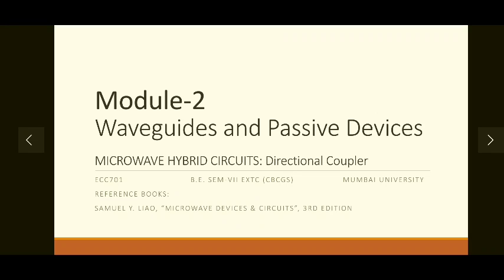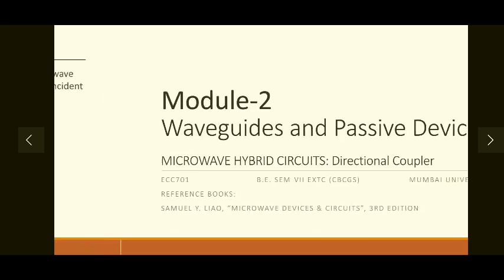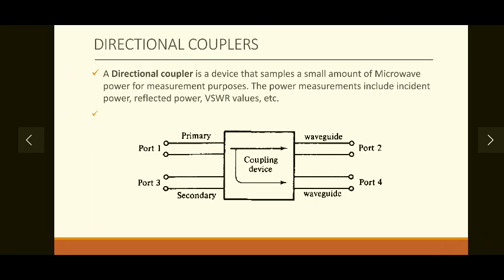Everyone, today in this video we are going to see the next type of microwave passive device. It is called a directional coupler. We have seen tees, ring, waveguide. Now we are going to see the directional coupler. What is the use of a directional coupler in microwave circuits?